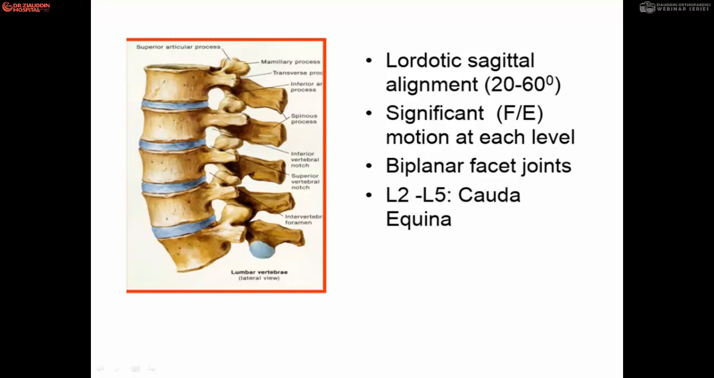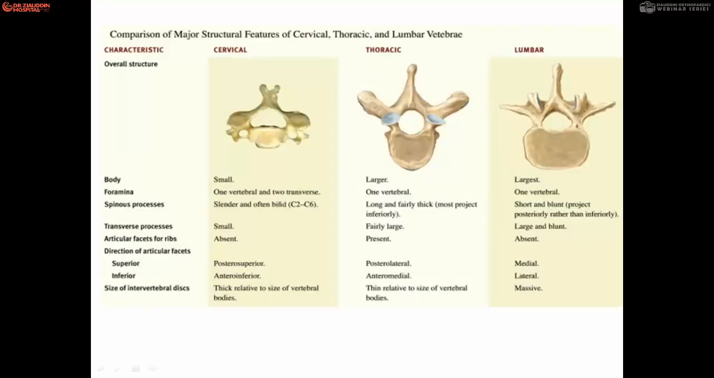It has biplanar facet joints. We see the proximal facet facing in one direction, and the distal facet facing in another direction. The L2 to L5 region basically harbors the cauda equina. If you look at the vertebral body height, the ventral height is more than the dorsal height, so that also leads to the development of the lordotic curvature of the spine. If you look at the vertebrae in all regions, they adhere to a common basic structural design. The basic structural design is the same, but they show regional variation in size and configuration that reflects the functional demands of that particular region.